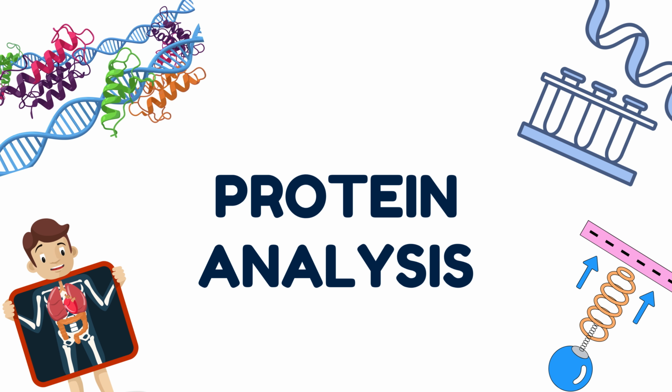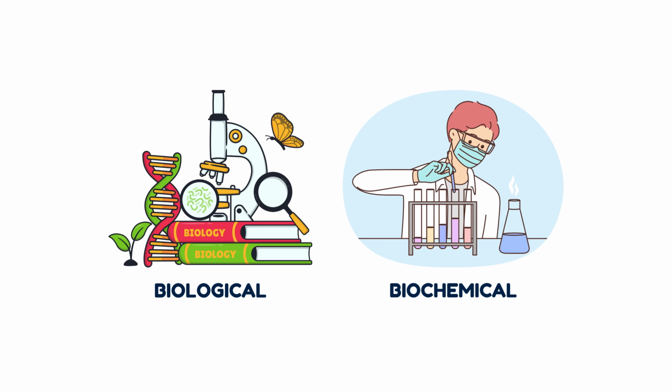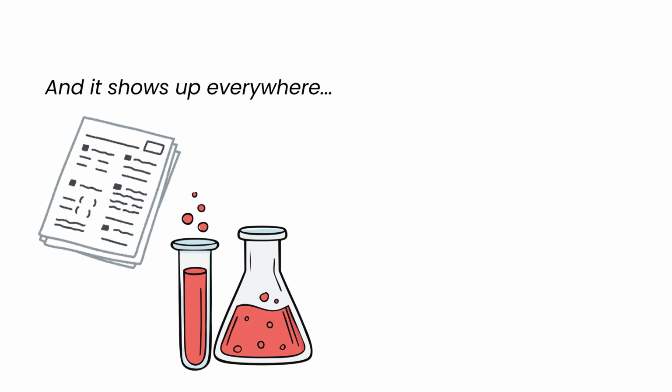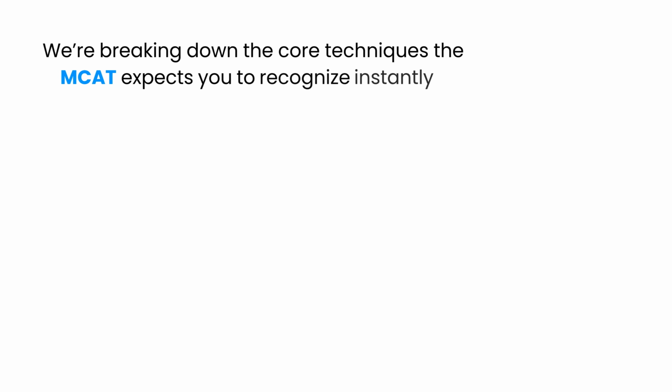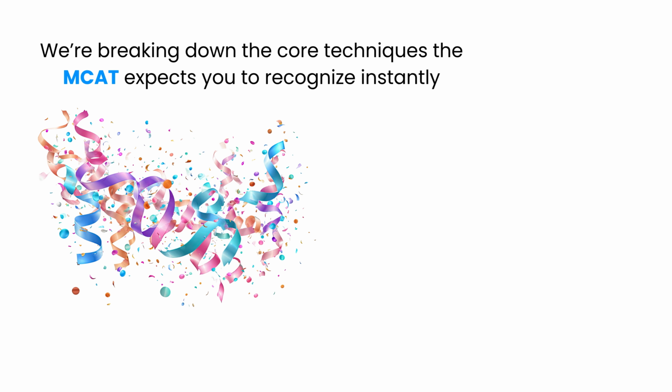Protein analysis is a high-yield topic in the Biological and Biochemical Foundations of Living Systems section of the MCAT, and it shows up everywhere. Experimental passages, lab-based figures, and questions that ask you to interpret results from electrophoresis, ELISA, or mass spectrometry. Today we're breaking down the core techniques the MCAT expects you to recognize instantly.